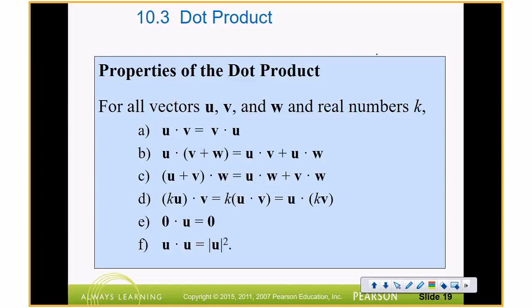You don't have to write all this down. Just make a note of them. Properties of dot product. Basically, they're the same as any number that you multiply. 2 times 3 is the same thing as 3 times 2. If you multiply 2 times 3 plus 6, it's the same thing if you distribute the 2 times 3 plus 2 times 6. I'm not going to go through all of those because they're pretty basic.